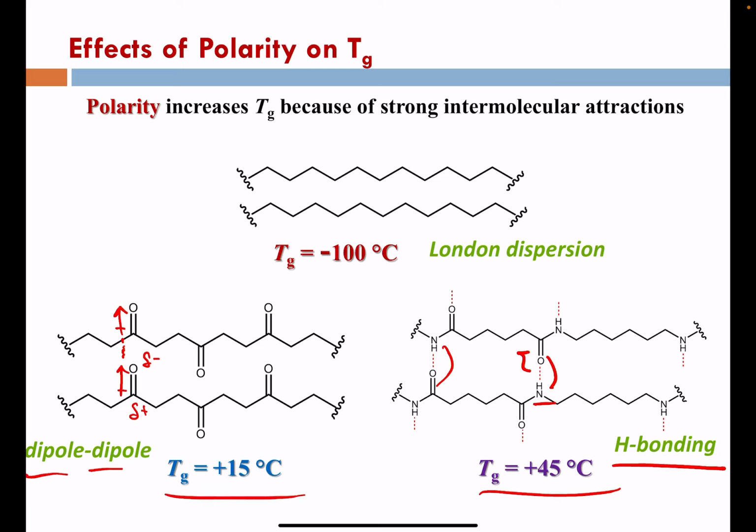Removing those intermolecular forces, dipole-dipole and hydrogen bonding, all that's left is London dispersion forces, where temporary fluctuations in the electron cloud in the molecule allow for subtle but still present intermolecular forces that are the weakest of the set, and that Tg is very low.